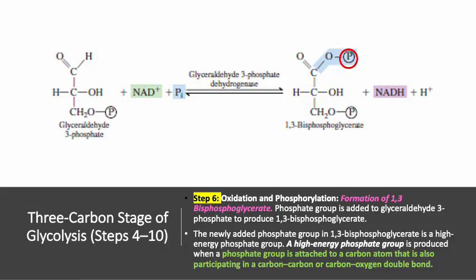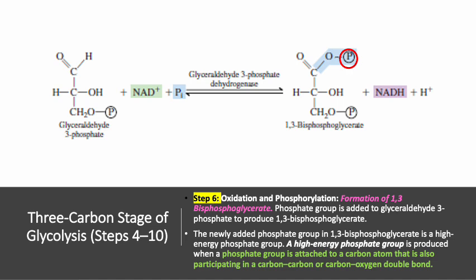Now, step 6 involves oxidation and phosphorylation of glyceraldehyde 3 phosphate coming from steps 4 and 5. As you can see here, in the reaction catalyzed by the enzyme glyceraldehyde 3 phosphate dehydrogenase, a phosphate group is added to glyceraldehyde 3 phosphate to produce the product 1,3-bisphosphoglycerate. The newly added phosphate group in the structure of 1,3-bisphosphoglycerate is a type of high energy phosphate group.